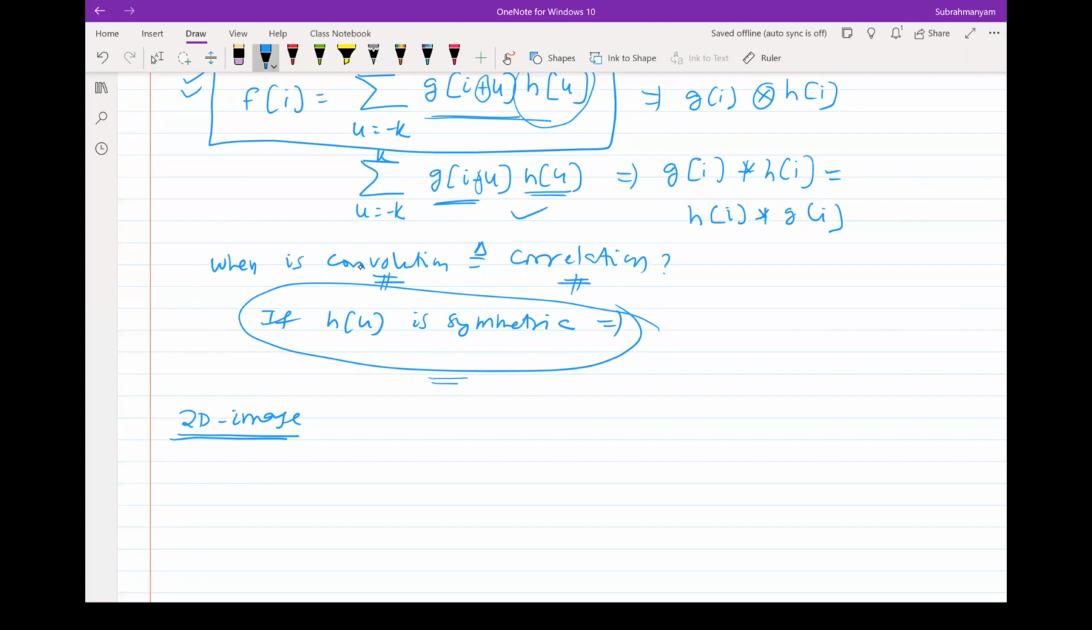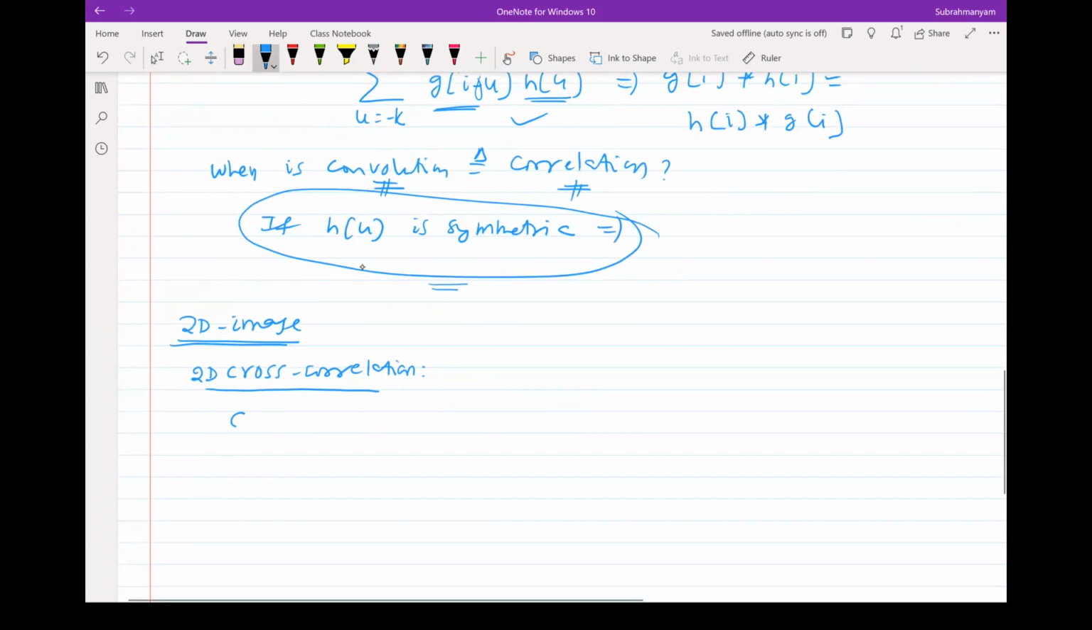But anyway, let's start with the 2D cross correlation expression, because while you are implementing by hand, it is more comfortable. Anyway, we'll write convolution also after that. So assume that the output image is indexed by g of i comma j. Let me call the mask h of u comma v, the mask I am using to correlate, and let the image be I of i comma j.